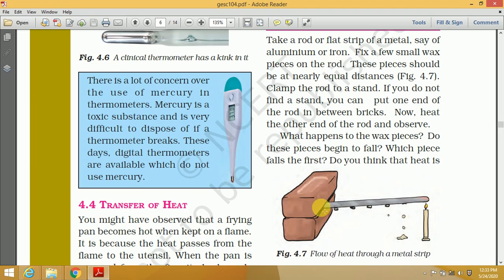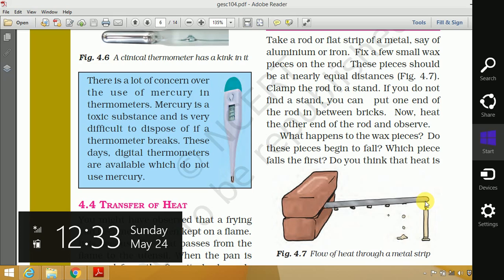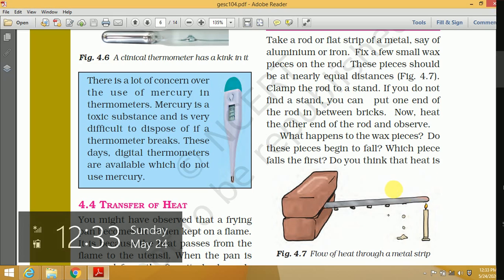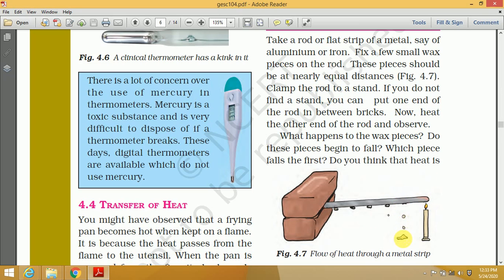And after that you can keep this metallic strip with the help of the two bricks like this, and from one end you will start heating this strip. And after some time, what you will observe, this first iron object will fall down, and after some time the second iron object will fall down, and then the third iron object will fall, and fourth and fifth. All these iron nails will fall down. Why is it so?